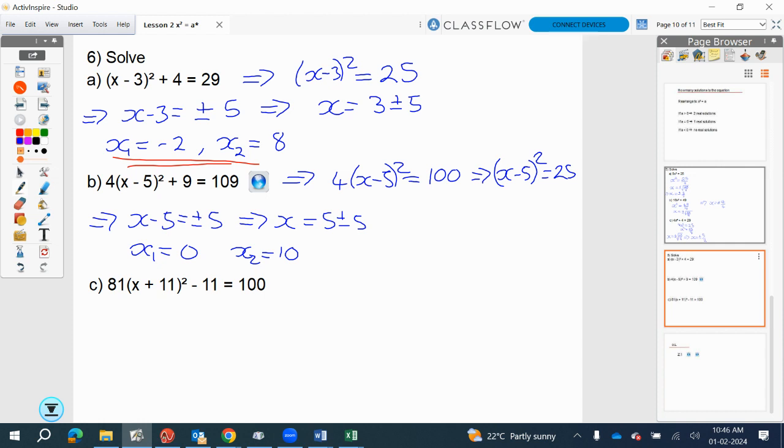So let's start off by adding 11 to both sides. And we'll get 81 x plus 11 squared equals 111. That's a horrible number. Okay, let's go with it. Let's divide by 81. X plus 11 squared equals 111 over 81. Square root both sides. X plus 11 equals plus minus root 111 over 9.